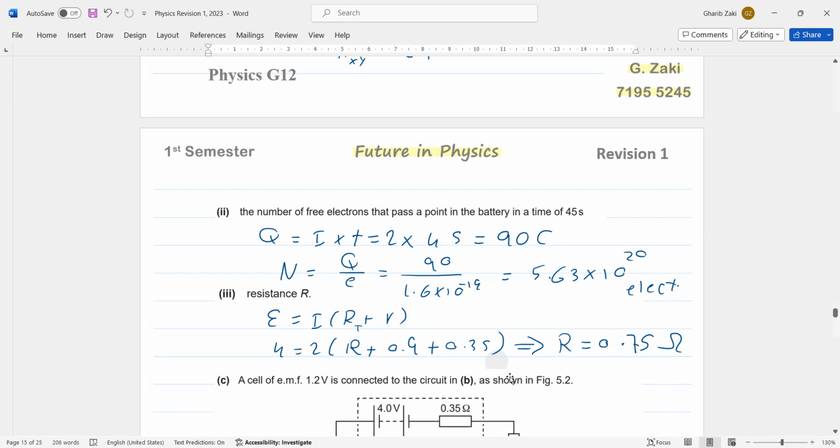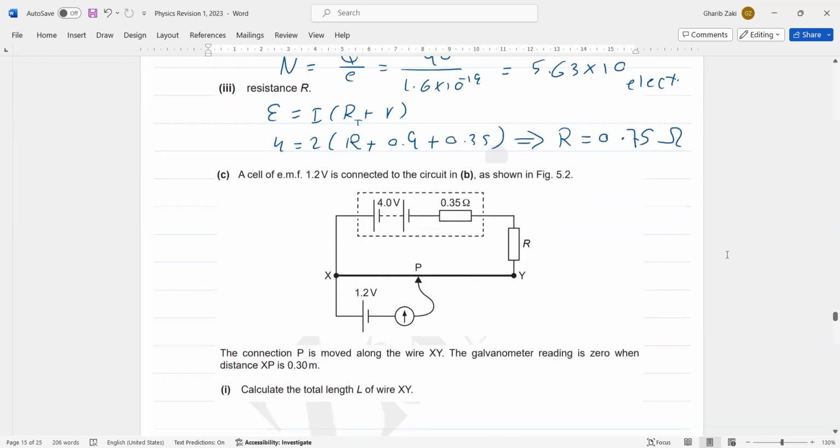Now, next part of the step. A cell of EMF 12 volt is connected to the circuit in part B as shown.